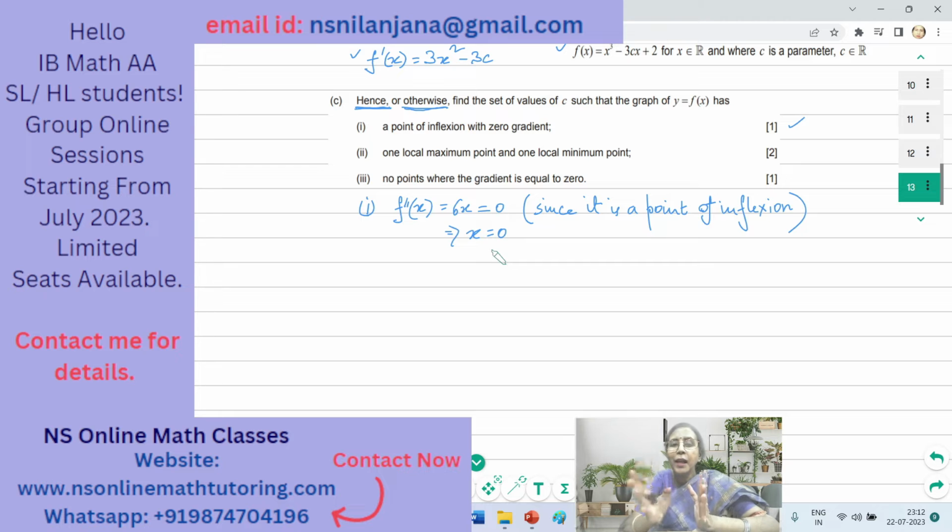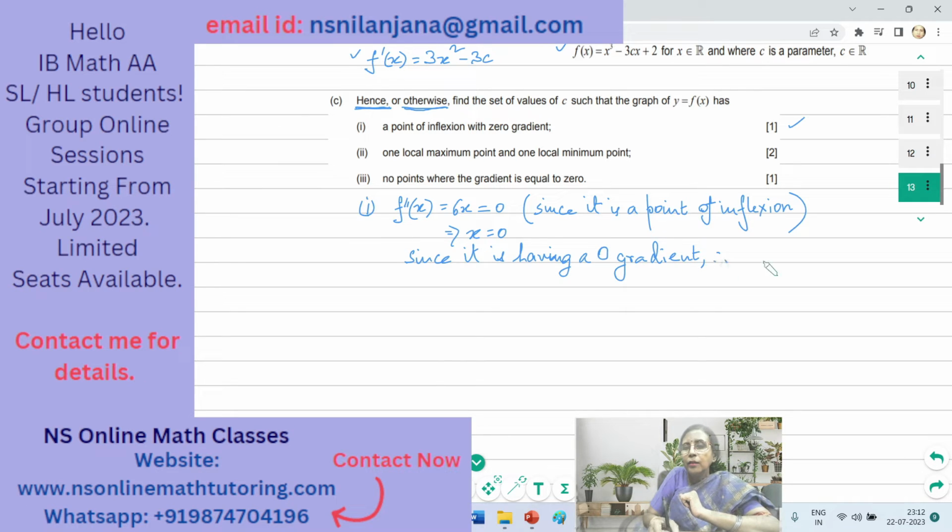And since it should be having a 0 gradient, therefore f dash x should also be equal to 0 for what value of x? For x equal to 0. That means f dash 0 should be equal to 0. Okay. Since it is having a 0 gradient, therefore f dash 0 equal to 0.